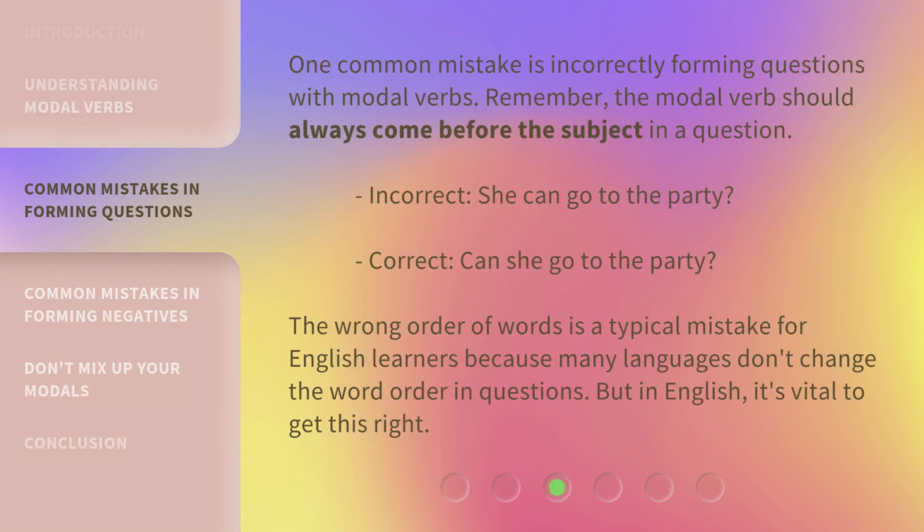One common mistake is incorrectly forming questions with modal verbs. Remember, the modal verb should always come before the subject in a question. Incorrect: she can go to the party? Correct: can she go to the party? The wrong order of words is a typical mistake for English learners because many languages don't change the word order in questions. But in English, it's vital to get this right.